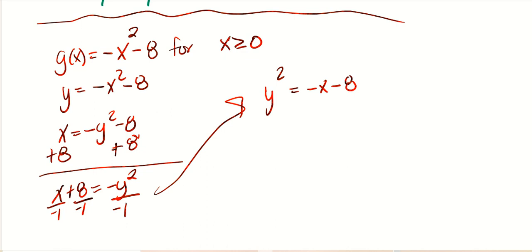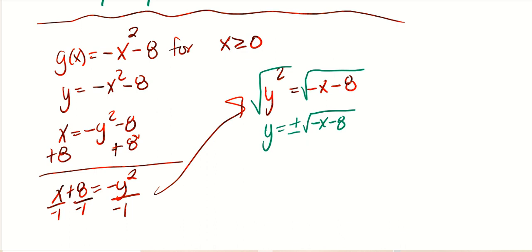Now, if you remember in previous chapters, in order to get rid of the y squared, we would do the square root property. So I would take the square root of this side, the square root of this side, and y would equal the plus and minus square root of negative x minus 8.